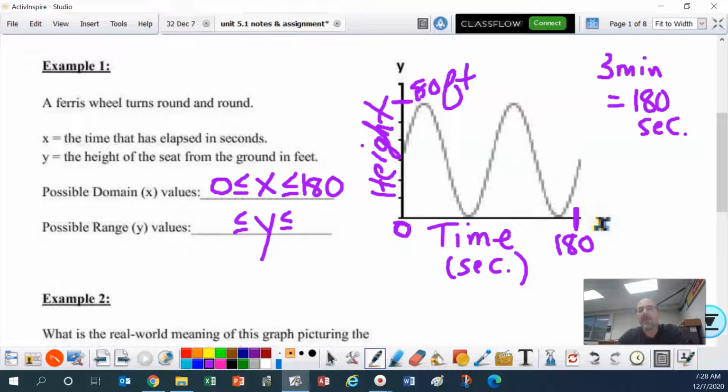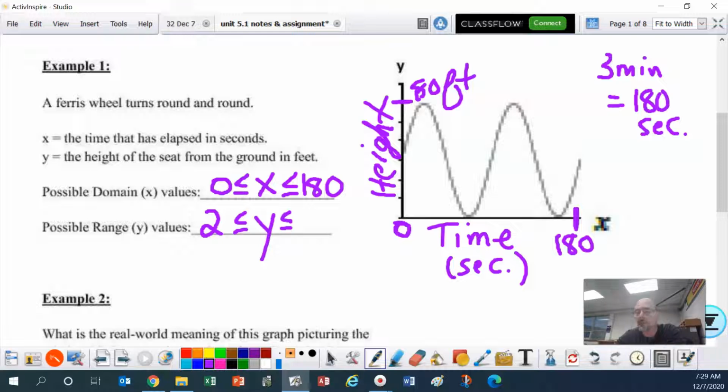Now, technically, the range is the height of the seat from the ground. Now, the seat does not hit the ground, folks. If we were in class, I would demonstrate this, and I would sit on the floor, okay? I would get down on the floor, and that's not how you get on a Ferris wheel. The seat is already off the ground, about 2 feet, so you can easily sit down in it. So the range value really should only go from 2 feet, not 0, because the seat doesn't touch the ground.